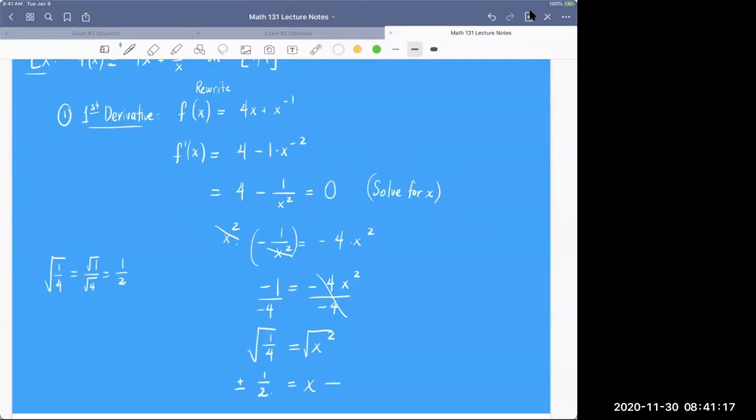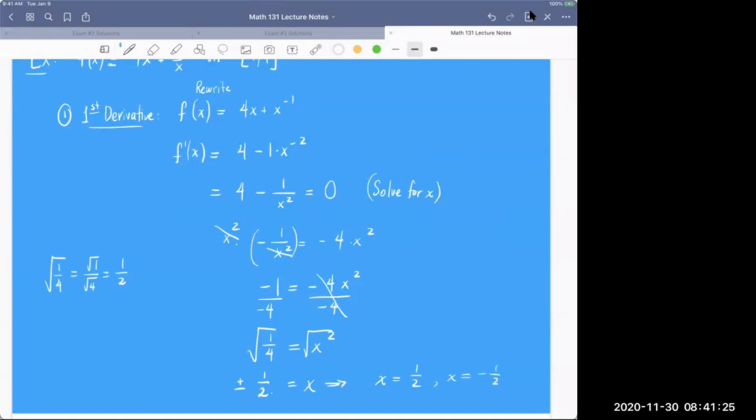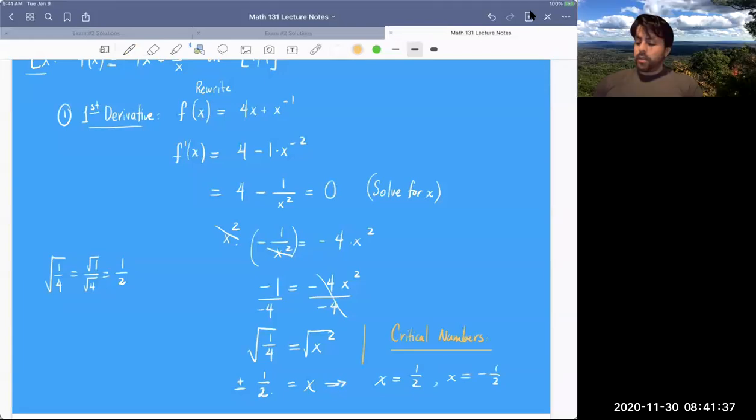So then what are my critical numbers? My critical numbers are x equals 1/2 and x equals negative 1/2. So these are my critical numbers. Okay. Yeah, I got a little lost there. I looked at it like you're supposed to be done after the multiplication of x squared. Yeah, so you see, these things get a little complicated because the functions get more complicated.